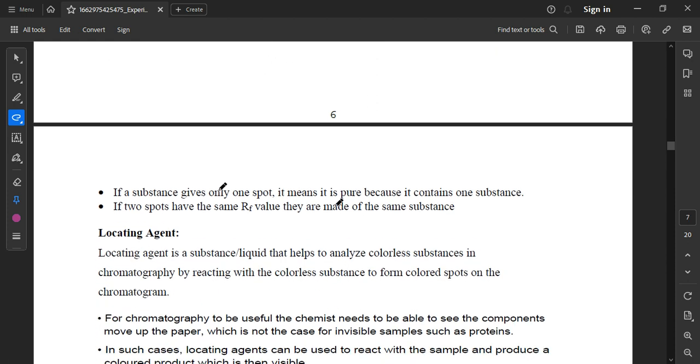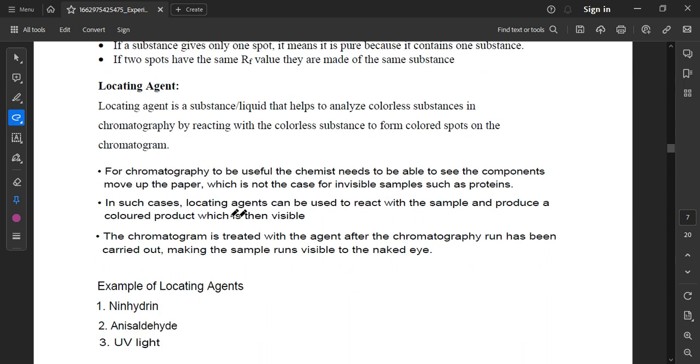If a substance gives only one spot, this means it is pure because it contains one substance. If two spots have the same Rf value, they are made of the same substance.